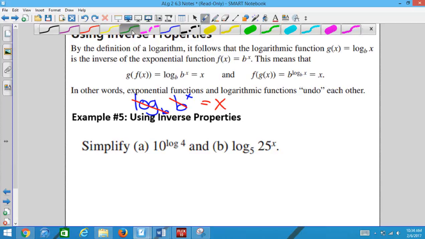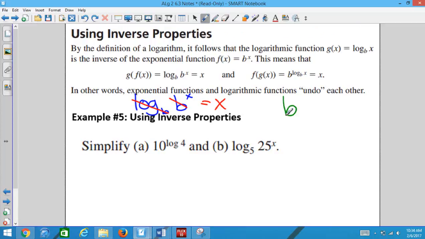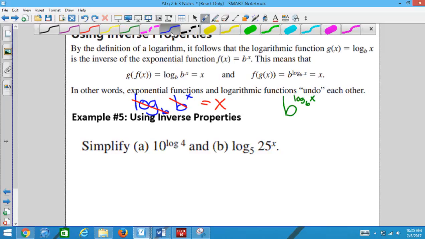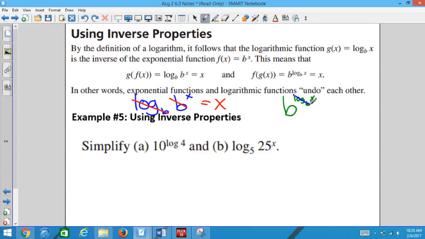Over here is another example, just in a different format. If we have base b, and in the exponent is log base b, they cancel each other out, and we just get x. So these are inverse operations, and they undo each other.